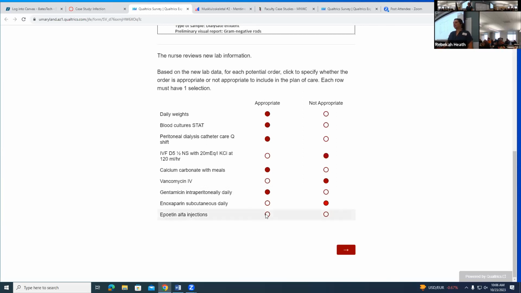What about Epoetin alpha injections? What is the Epoetin alpha? I looked this up last night, now I can't even remember.